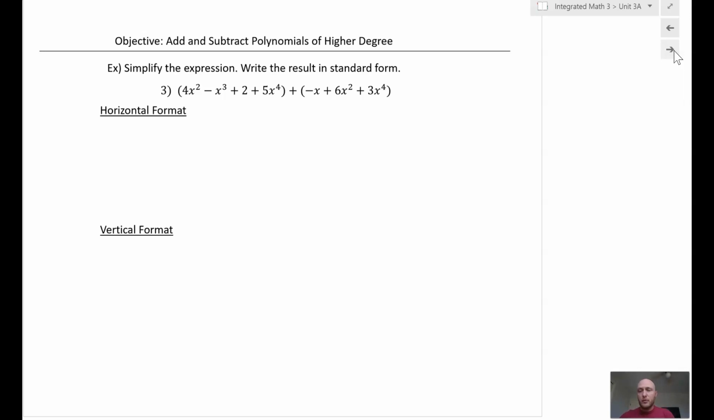Now there's two different formats that we're going to be using, and you can pick whichever one works for you. However, I'm going to switch after this first video to the format that I like, which is the vertical format. But I'm going to show you both. So first I want to simplify this expression and write the result in standard form. So I have 4x squared minus x cubed plus 2 plus 5x to the fourth plus negative x plus 6x squared plus 3x to the fourth.